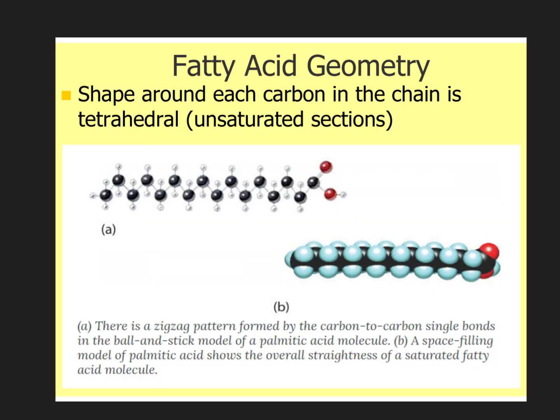Okay, so this here is all IB again. The whole slide here is all IB. So just a few more slides here. The shape around each carbon is known as a tetrahedral shape. Again, if you haven't done bond chemistry, you're just going to have to learn that. And those are in the unsaturated sections. We don't have to worry about the shape around the saturated.